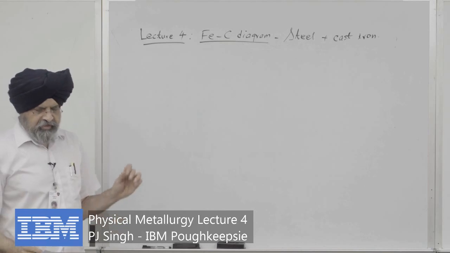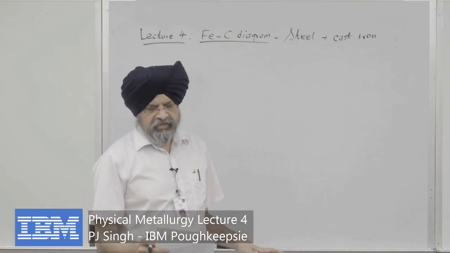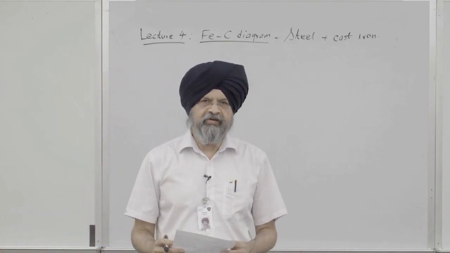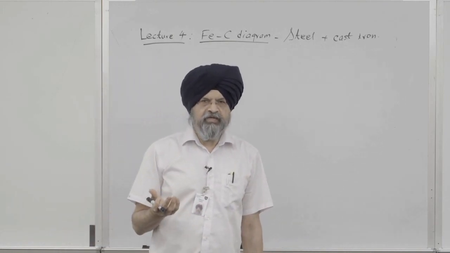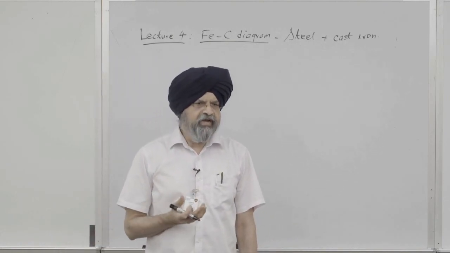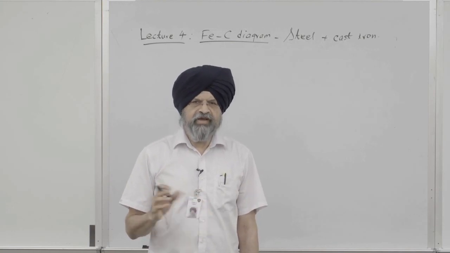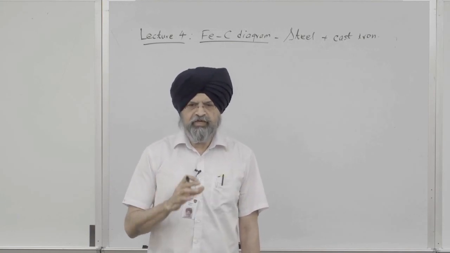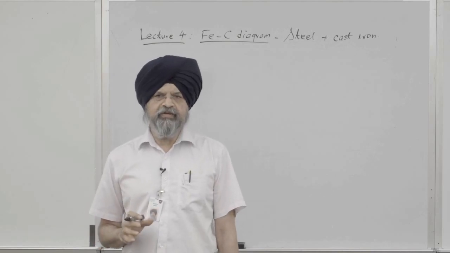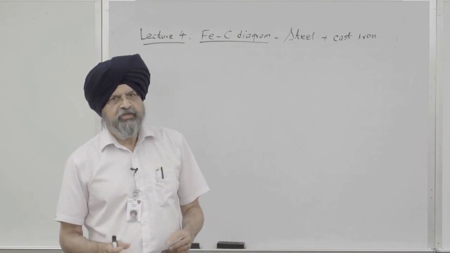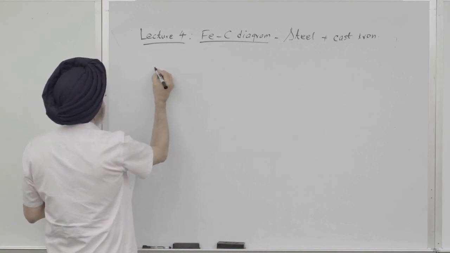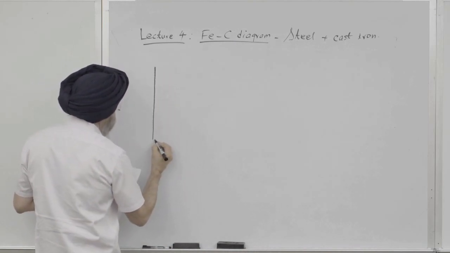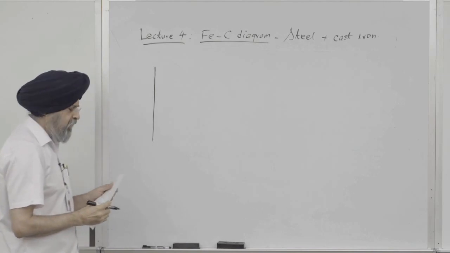And the iron carbon diagram is probably the most important phase diagram in metallurgy, not only because of the tonnage of steel used, but because the iron carbon diagram has reactions which cover a gamut, so many different metallurgical reactions. So it's a good diagram to understand. For metallurgists, this is probably the most important diagram.